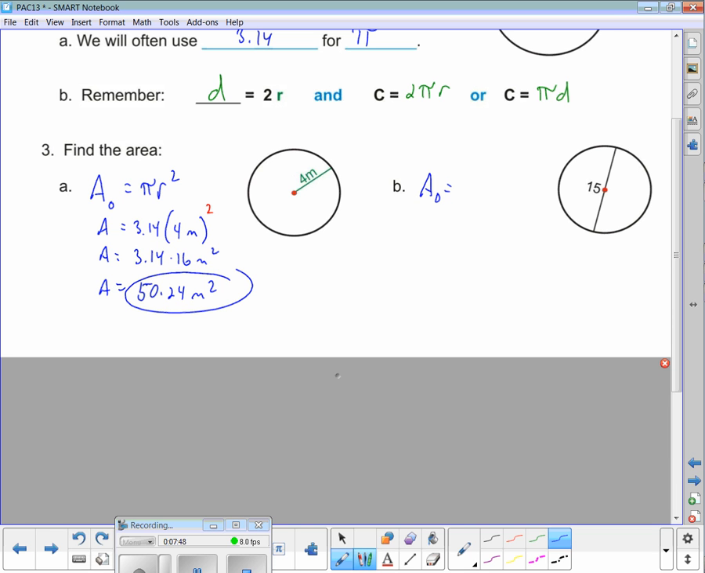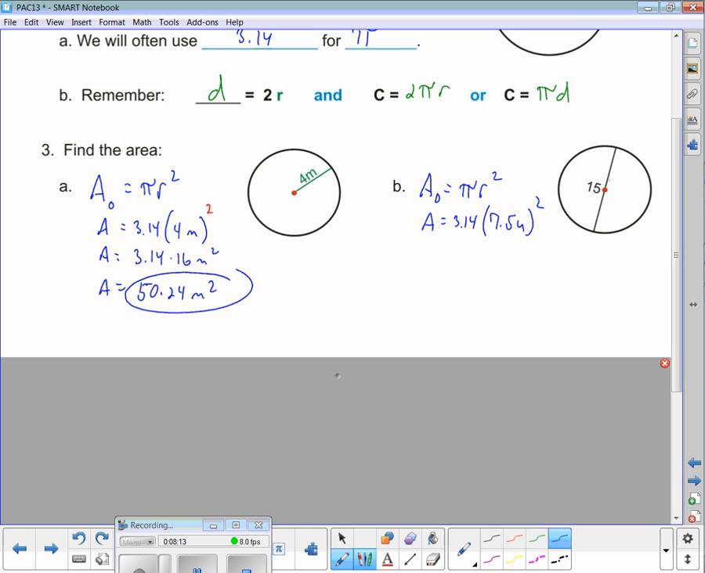Area of a circle equals pi r squared. All right, you guys want to try this one? Once you guys try it, I'm going to pause the video. All right, so the question is, obviously you used 3.14 for pi. What did you use for your radius? I hope you used 7.5 units.